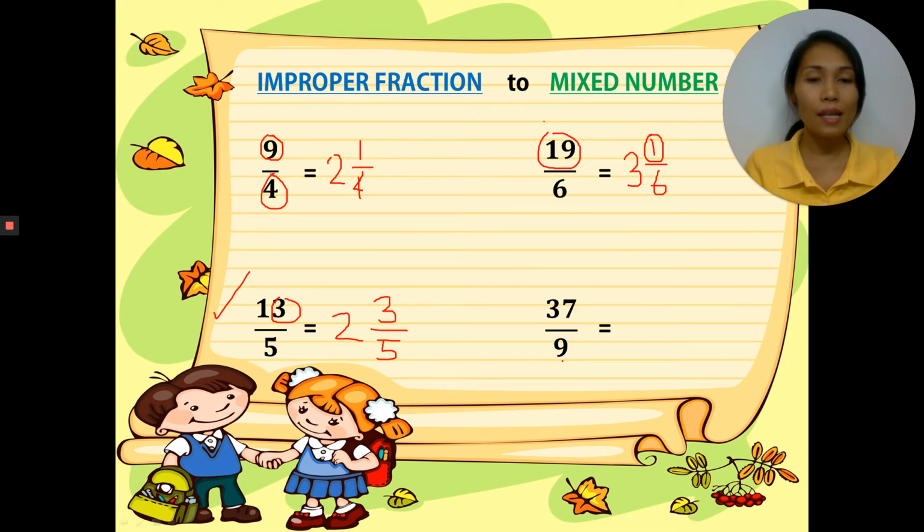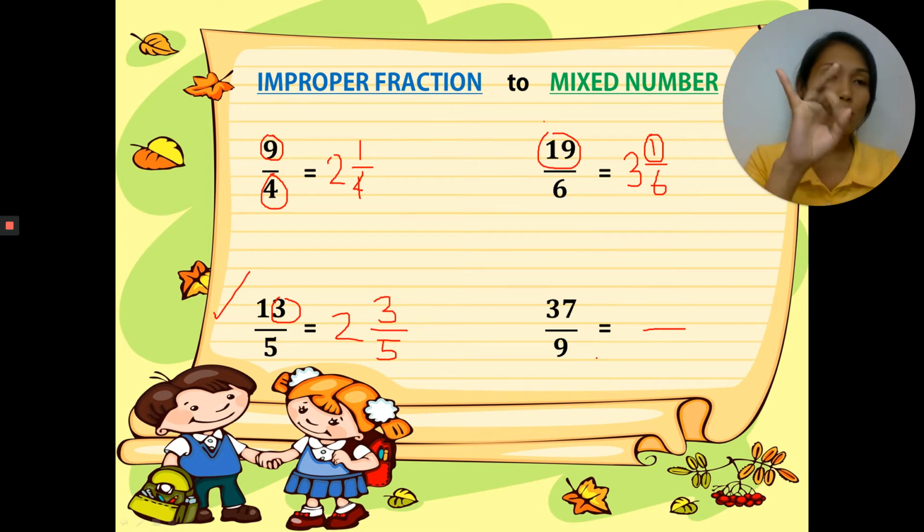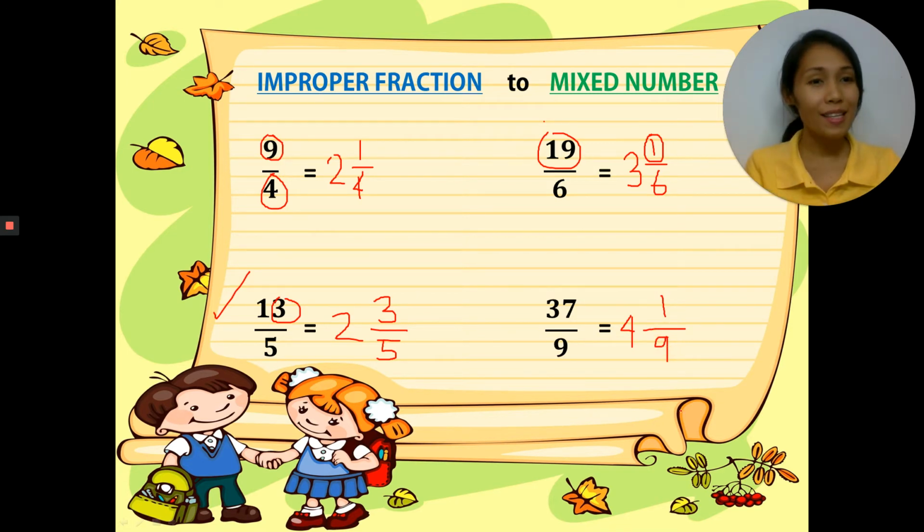Okay, 37 divided by 9. The answer is, how many 9s are there in 37? 9, 18, 27, 36. 36. So there should be 4 9s and remainder 1, copy denominator. So that's it. That's how to convert improper fraction to a mixed number.